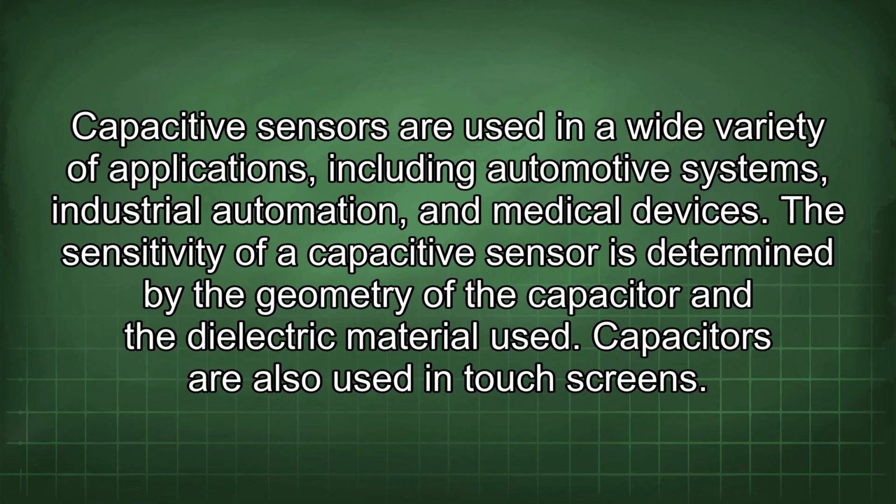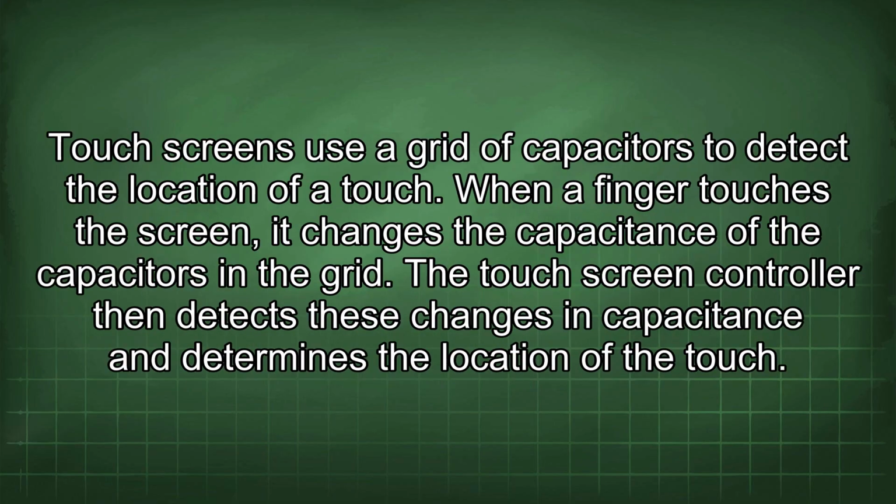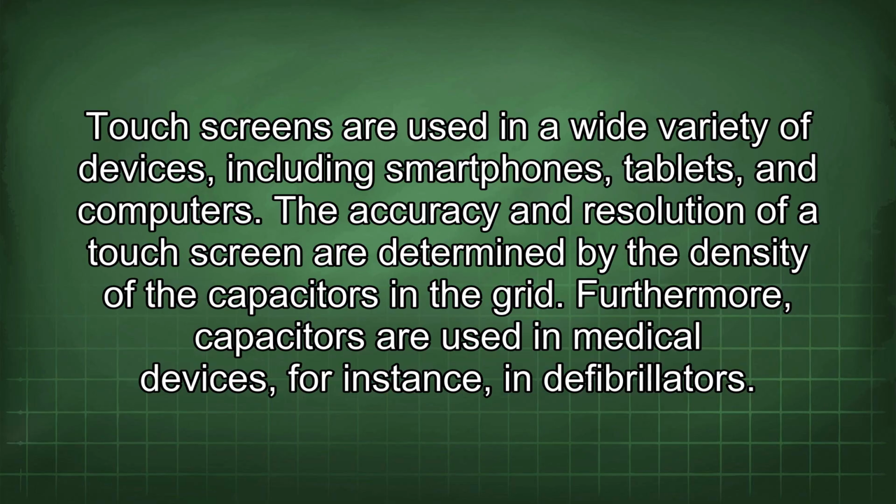Capacitors are also used in touchscreens. Touchscreens use a grid of capacitors to detect the location of a touch. When a finger touches the screen, it changes the capacitance of the capacitors in the grid. The touchscreen controller then detects these changes in capacitance and determines the location of the touch. Touchscreens are used in a wide variety of devices, including smartphones, tablets, and computers. The accuracy and resolution of a touchscreen are determined by the density of the capacitors in the grid.